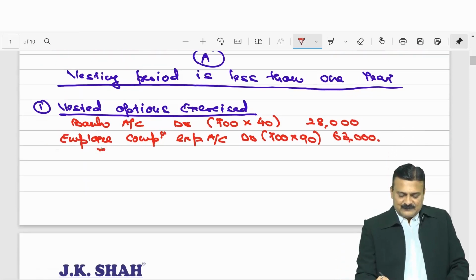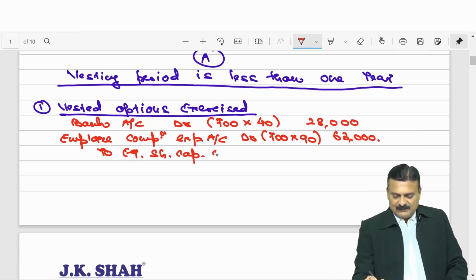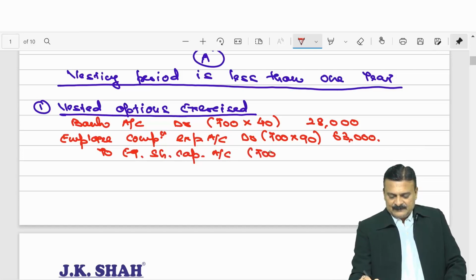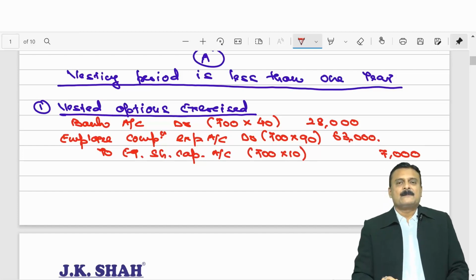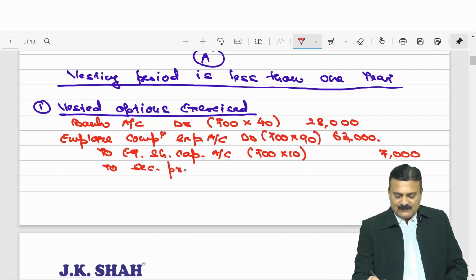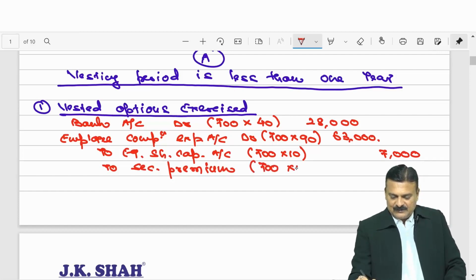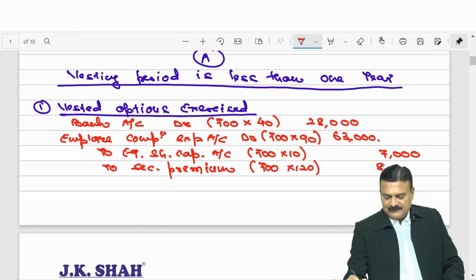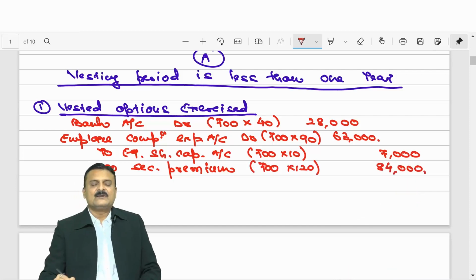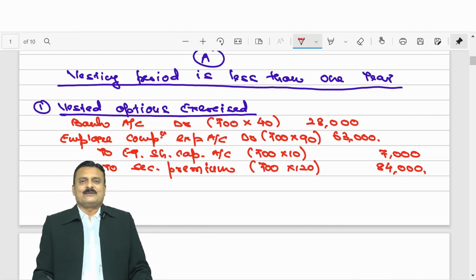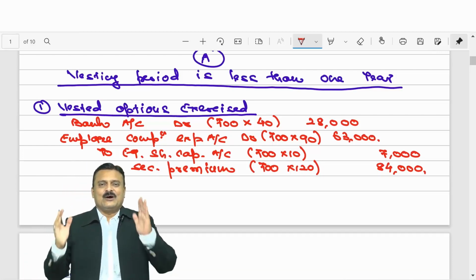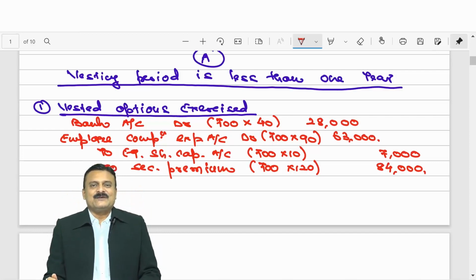To, our company is allotting them shares. It's an issue of shares. To equity share capital, always with the face value, 700 into 10, 7,000. And last one, to, the shares are issued at a premium of 120. We discussed. So to securities premium, 700 into 120 is 84,000. The first entry, the only entry precisely, friends, when your accounting period ends within 1 year, is vested option exercise.